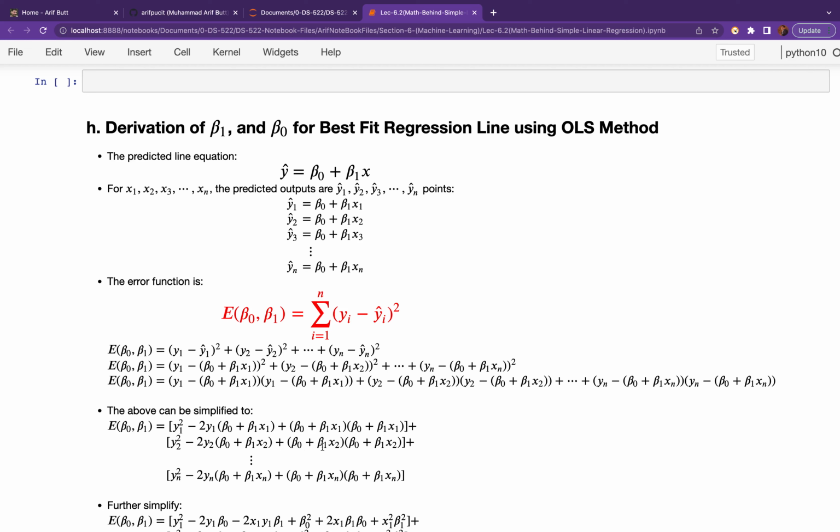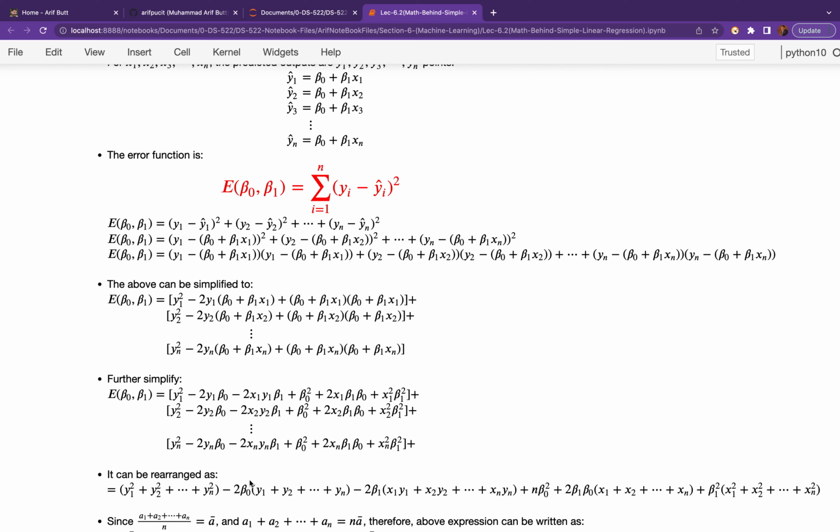So this is a bit simplified version, having the first term, plus the second term, plus so on to the nth term. And further, this can be simplified to this equation shown over here where my mouse is hovering. And this is simple multiplication. Please do this using paper and pencil. And finally, I have arranged y1, y2, so on to yn, the squares of all these terms together in this term: y1 squared plus y2 squared plus so on to yn squared.